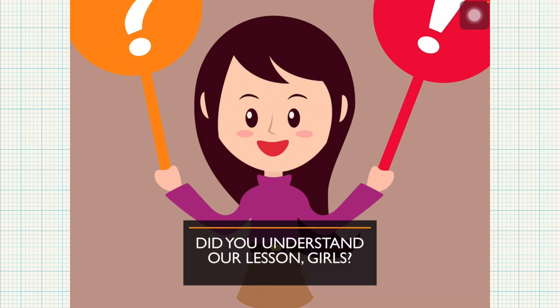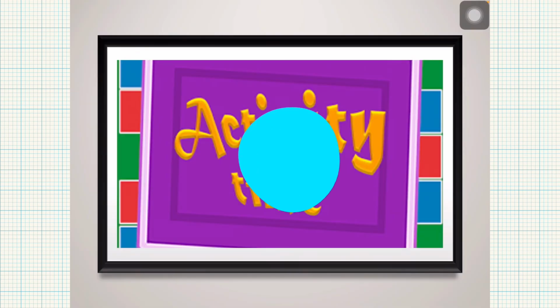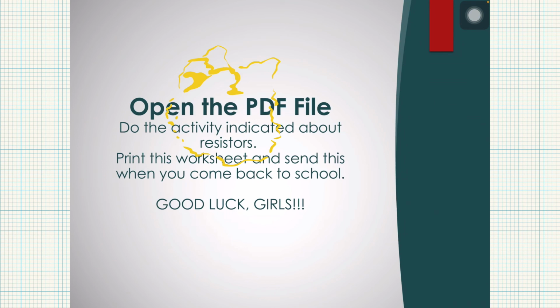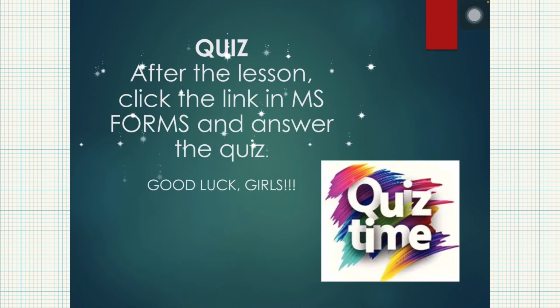Very good. So did you understand our lesson, girls? All right, so activity time. I'd like you to open the PDF file, do the activity indicated about the resistors, print this worksheet, and send this when you come back to school. Good luck, girls! And finally, after our lesson today, click the link in MS Forms and answer the quiz.